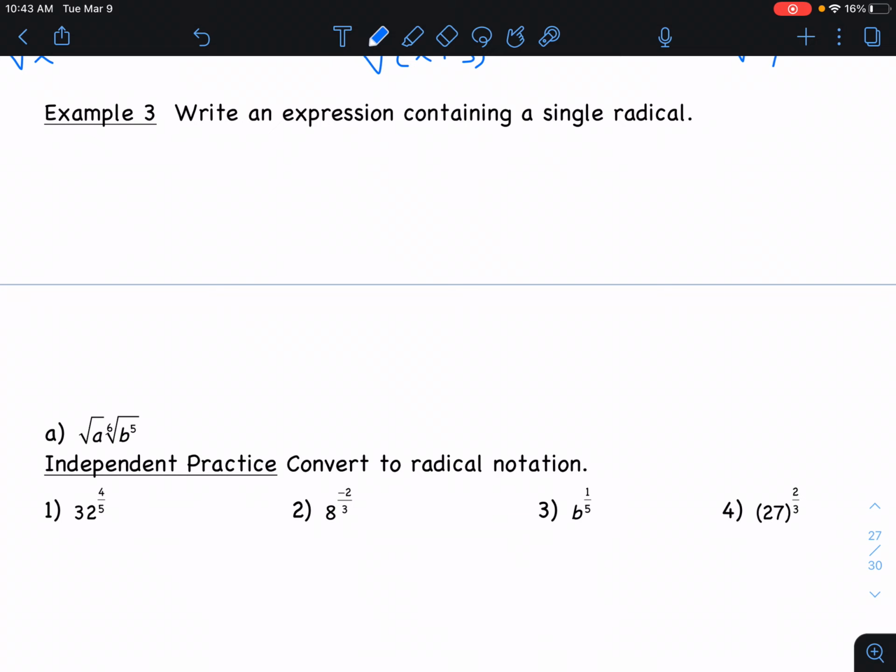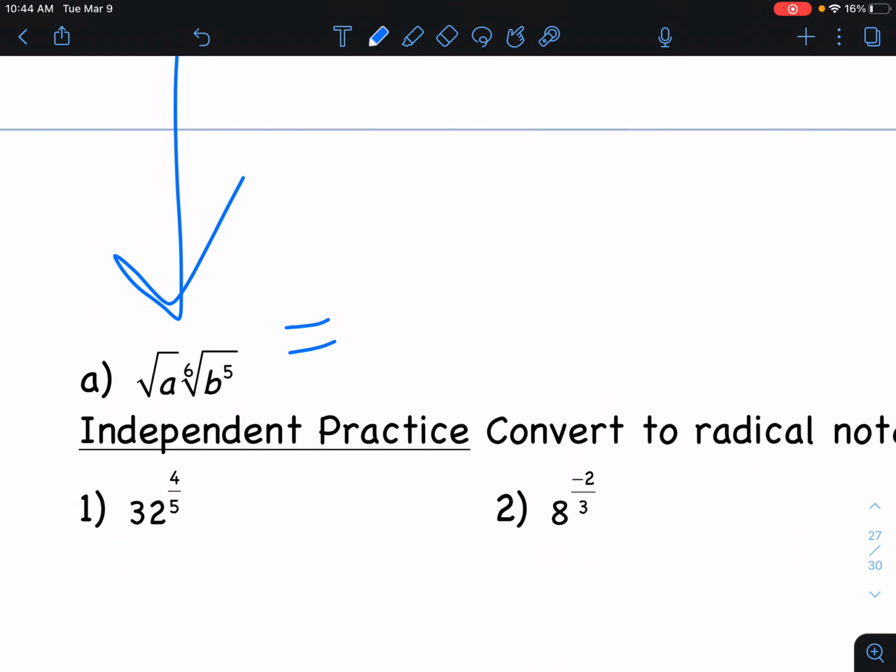Okay, example 3 is actually down here. We're going to write an expression containing a single radical. Now, at first glance, it is showing multiplication, but remember, you can't multiply a square root times a 6th root. So what we have to do is turn them into exponents and then multiply them. So the first one, square root of a, that's a 1/2. If there's anything I want you to remember out of today, it's square root is 1/2. And then the b will get a 5/6.